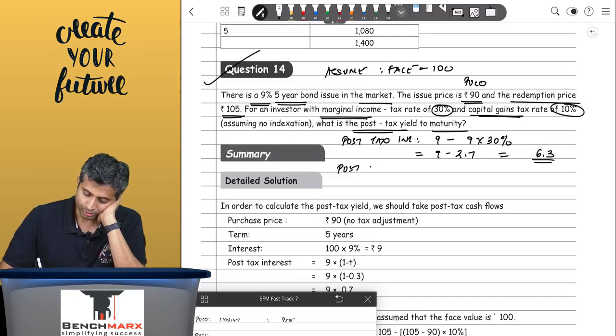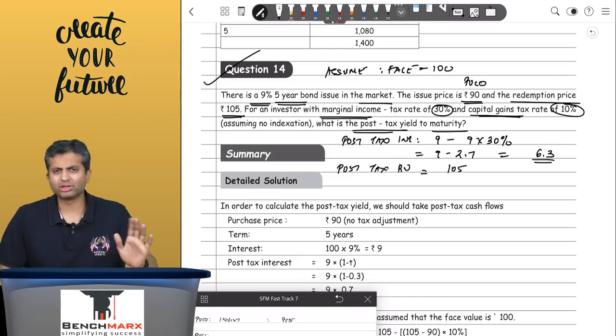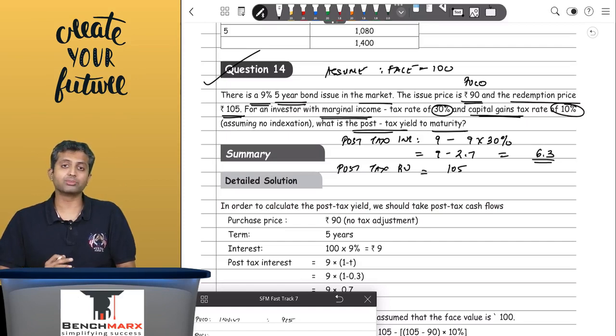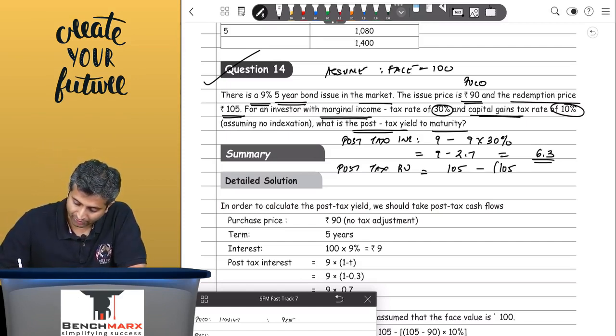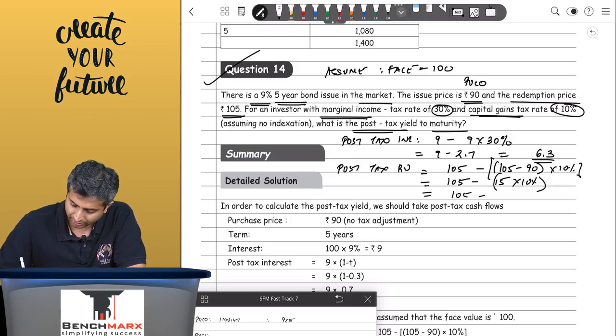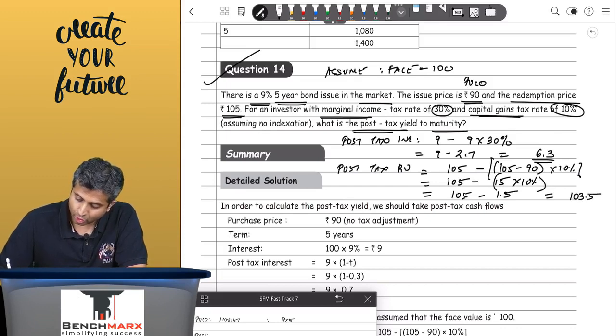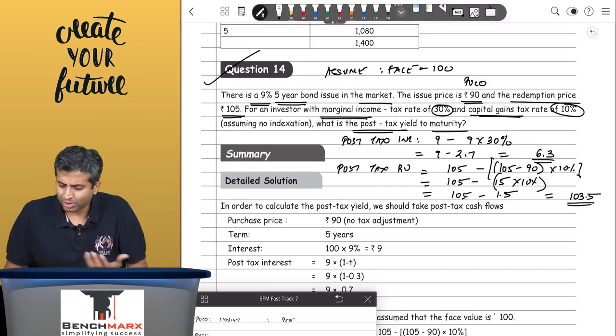Then you have to find the post-tax redemption value. Sir, how much is the redemption value? Well, this is 105. Acha, so 105 into 30% will be the tax? No. Tax is not levied on the redemption value. It is levied on the profit. So this is 105 minus 90, your capital appreciation, into 10%, which is the capital gains tax rate. So this is 105 minus 15 into 10%, which is 105 minus 1.5, and hence 103.5. So your investment is 90, and there is no tax impact over here.